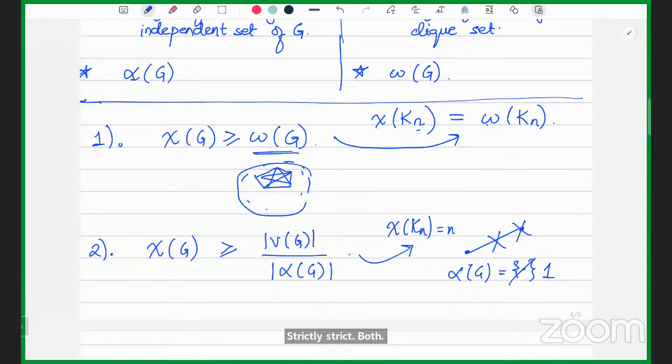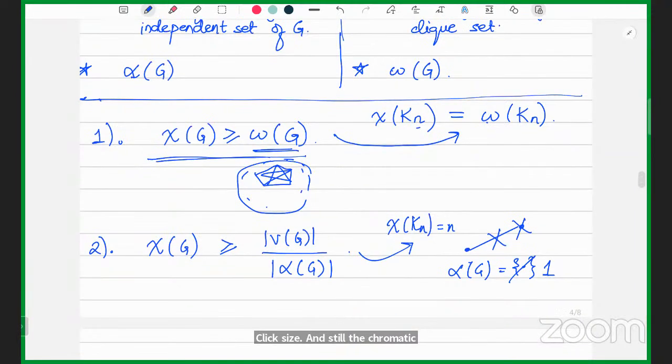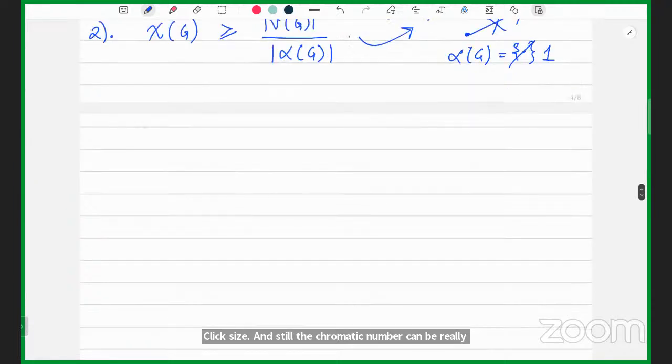However, these bounds are not great because, at least for this one, it is quite easy to see that I can have a very small clique size and still the chromatic number can be really huge. One such construction is through Mycielski's graph.